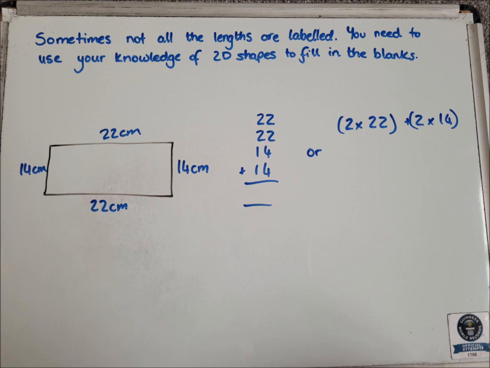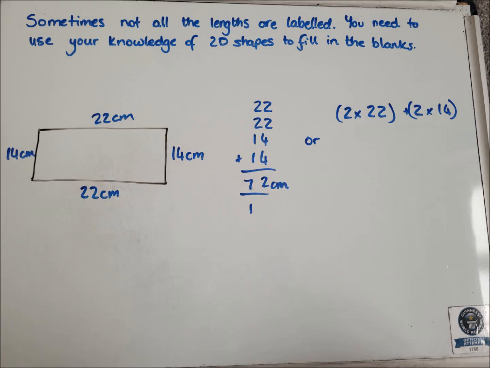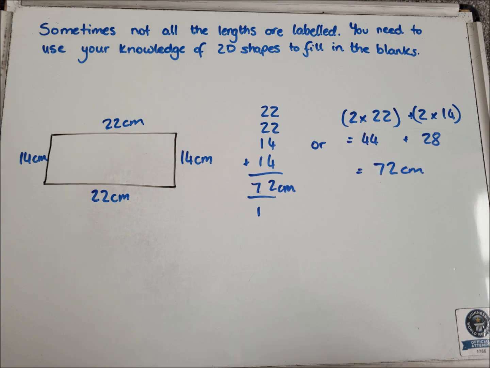Let's add the chimney sum up first and then have a look at the multiplication section. So adding them all up in a chimney sum, I hopefully get 72 centimetres. If I want to add them up as multiplication, what I do is those wee bits in brackets first. So I do 22 times 2 first, which is 44, plus 2 times 14, which is 28. So then I have to do 44 add 28, which gives me the same answer of 72 centimetres.